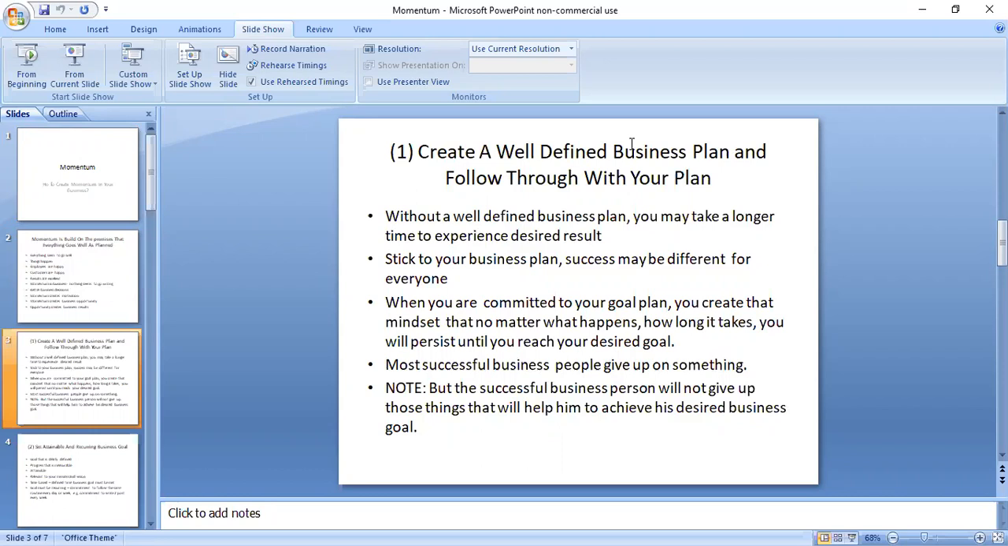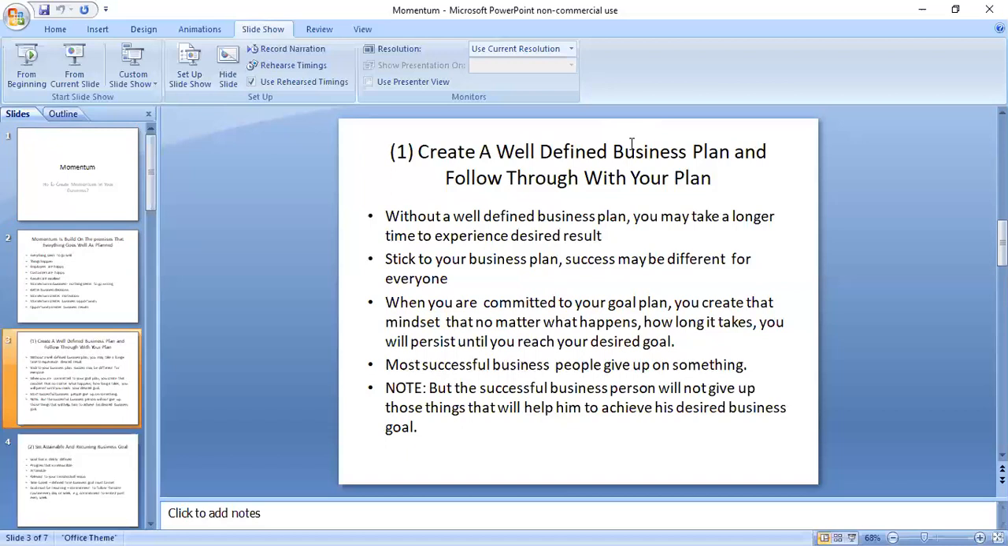Now, success may be different for everyone. Some may reach their desired success at an earlier time, while others may take a little more time in order to achieve success. But all in all, you are going to experience some sort of success when you follow your business plan. Now, you have to be committed to your plan and goal. You have to create that mindset: no matter what it takes, no matter how long it takes, you will pursue until you reach your desired goal.